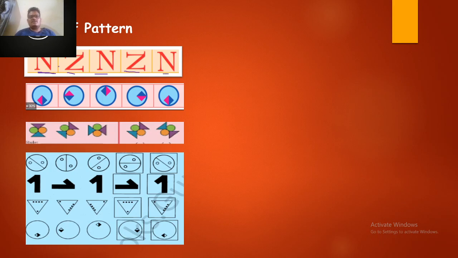This n is getting turned, one turn, again one turn. So n turning becomes a z, then again n, then again z, and again n. In the second one you can see a pink color is here, and this looks like a square, it is in here.